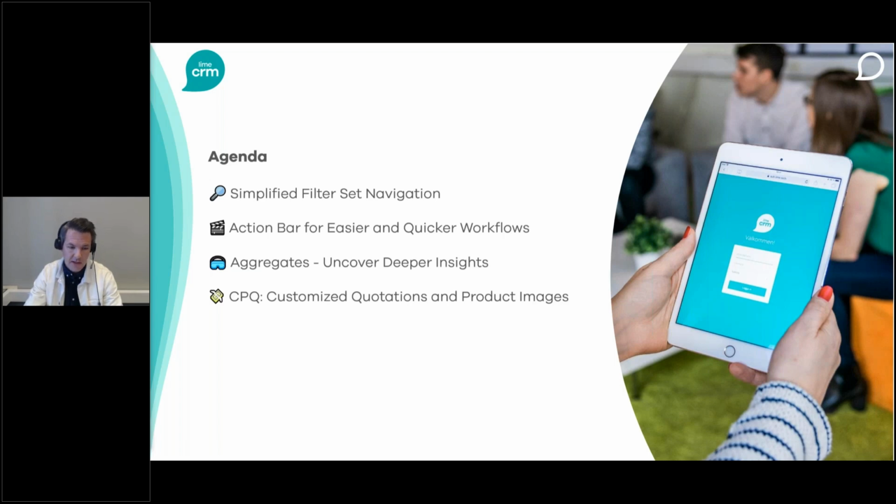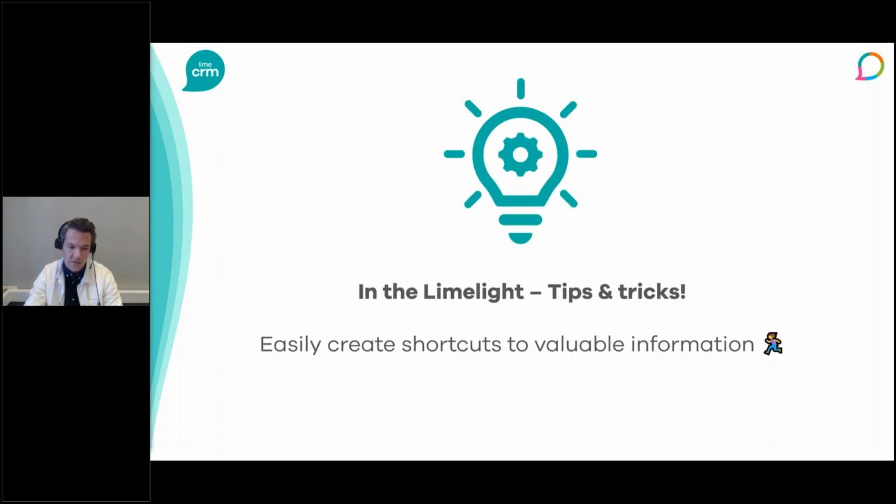But before we get started, I will give you the tip and trick of the day, something that you might not know about, but something that will make it even easier to work in Lime CRM. Today, I will show you what we call shortcuts. These shortcuts are small widgets on the start page with which you can navigate to specific valuable information that you might have, both in Lime CRM, but also outside of Lime CRM. That might be a link to your intranet, showing the sales process, or linking to a specific filter set or object in Lime CRM. So how does this work? Let me show you.